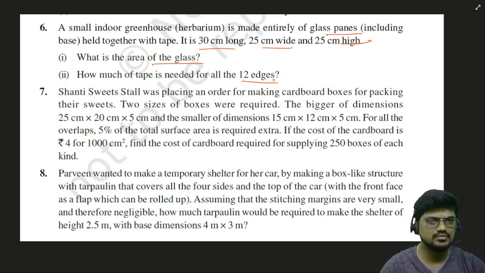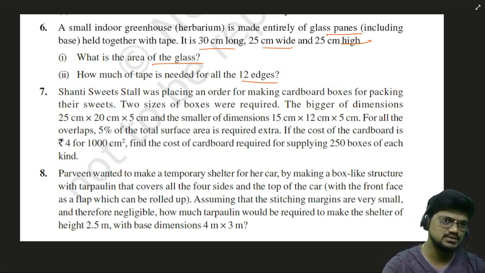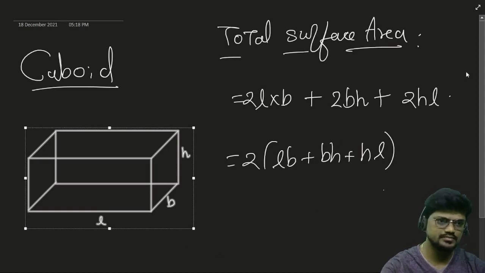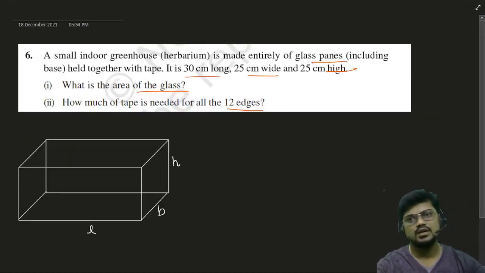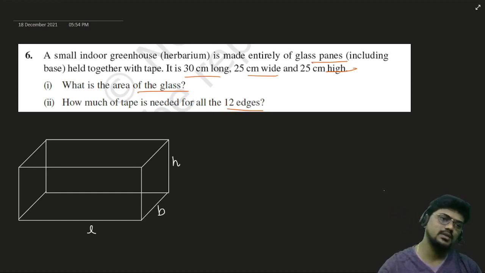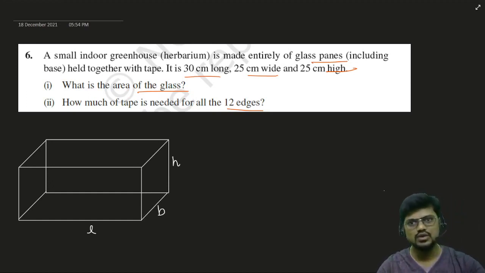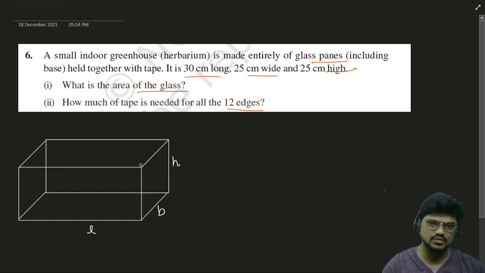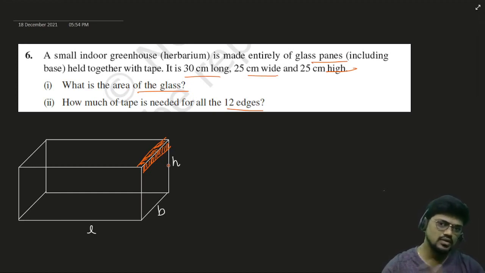Now, held together with tape means what? They have been joined using tapes. That means like this, if this is a cuboid, this is your greenhouse, and it is all made up of glass. If you want to join these glasses using tape, the tape will be required over here, like this. You will be putting a tape like this on all the edges, right?